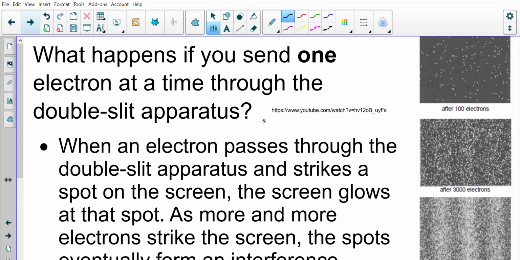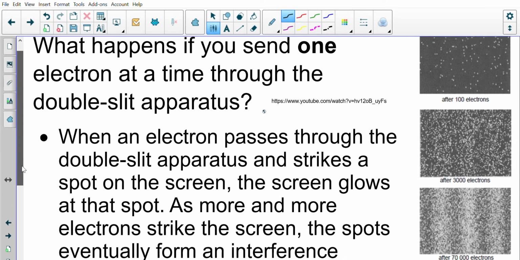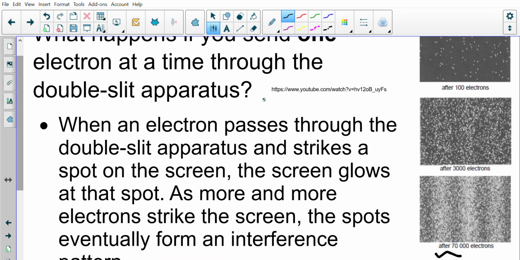Okay, so what happens if you send one electron at a time through the double slit apparatus? When you do that, you're going to see a pattern start to build up. So if you look on here, after 100 electrons, you start to see sort of a pattern. Every time an electron hits the screen, it leaves a white mark, by the way. So where you're seeing these white marks, that's where electrons have landed. After 3,000 electrons, you're starting to see something, and it becomes even more obvious down here. After 70,000 electrons, you're really starting to actually see an interference pattern there.